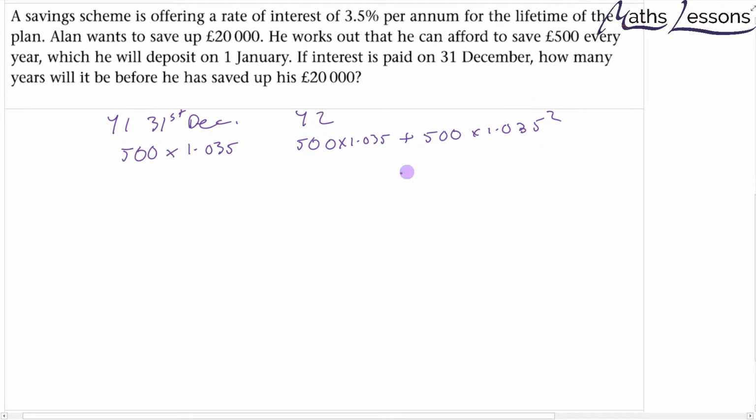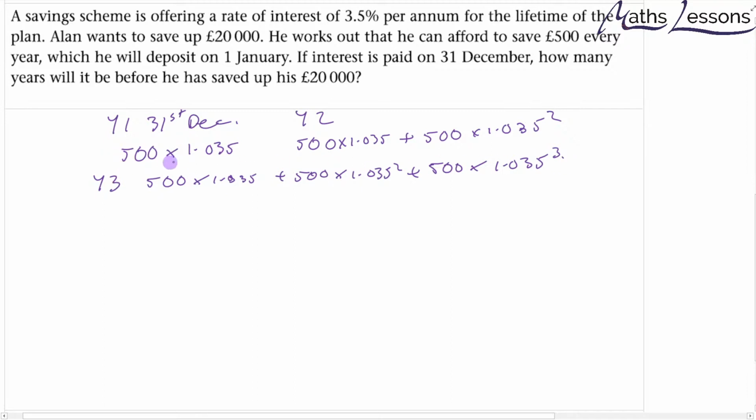And at the end of year three, I'm going to actually move down a bit. Space. I'm going to have the same thing happening again. So add on another 500 times 1.035 for the 500 deposit at the beginning of the year plus its interest. Then this is going to have that times by 1.035 again. That becomes squared. And now we're going to have this one. It's going to have another load of interest put on. And that's going to become cubed. So this is what we get at the end of year three.